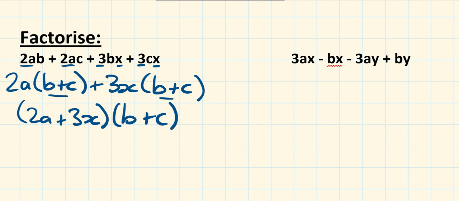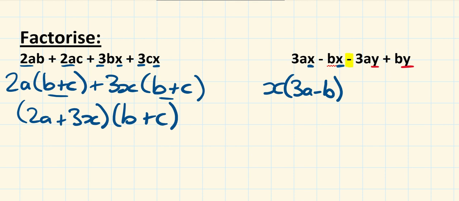Same job on this second one. We see that there's an x on both of them, so we'll take out an x first, then 3a minus b, and then in this second part we have a y in both of them. But just be careful here in this second one.